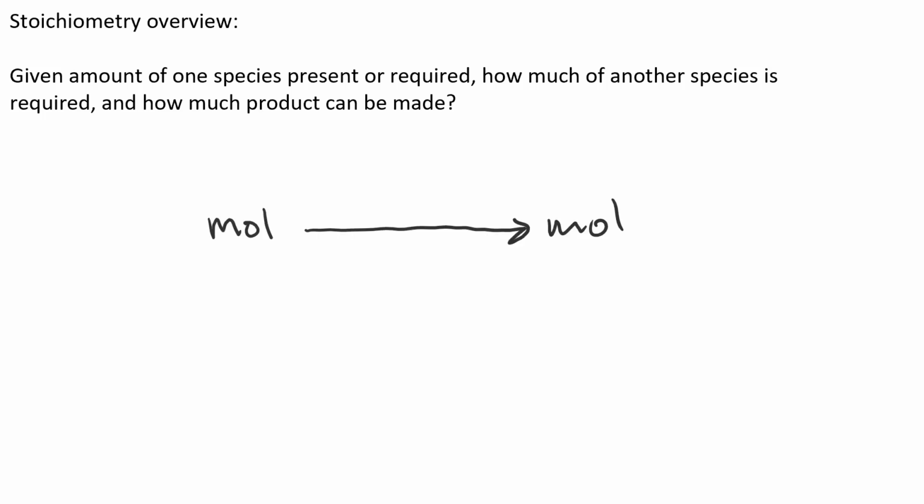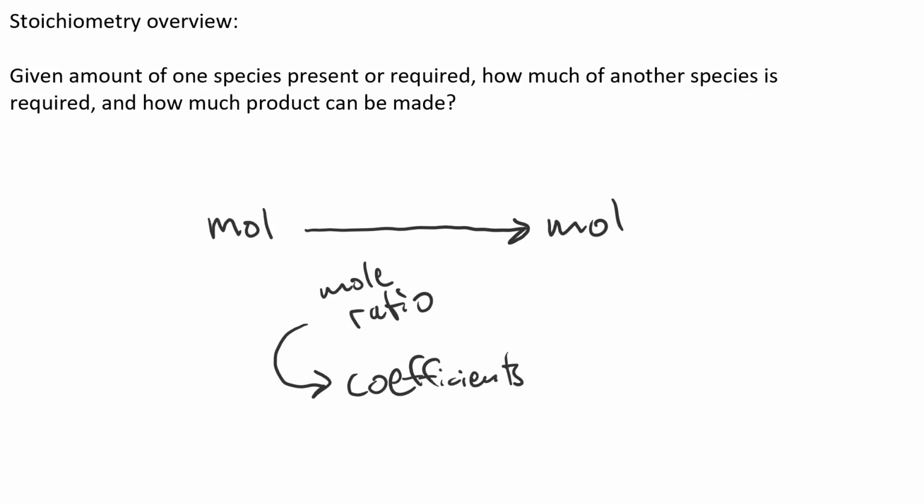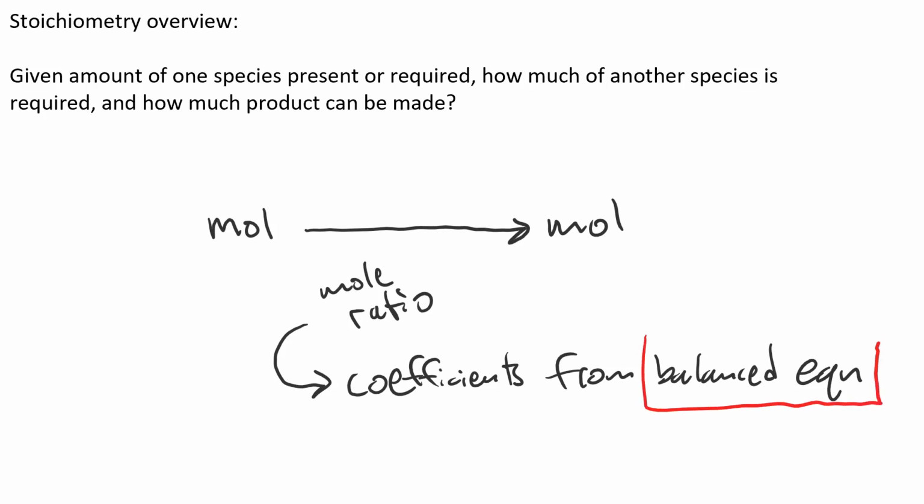The heart of stoichiometry is the mole-to-mole conversion. The conversion factor that you're going to use to accomplish this is a mole ratio. And the mole ratio uses coefficients from the balanced equation. Hence, the first thing you want to do when you get a stoichiometry problem is to write your balanced equation.